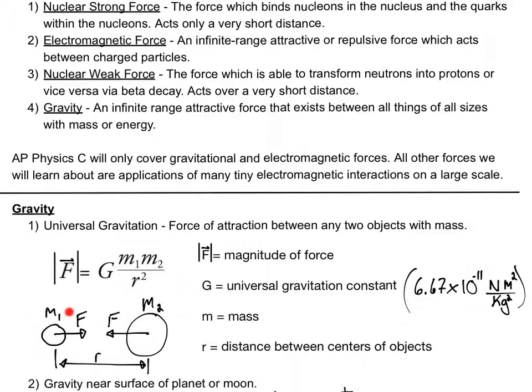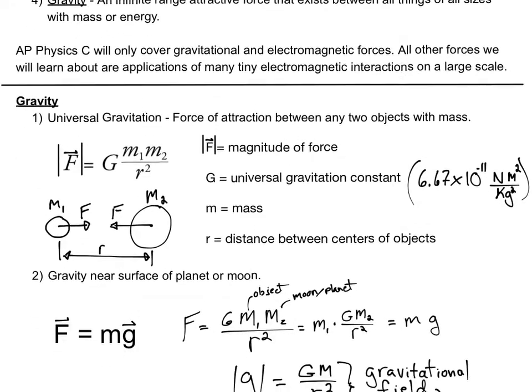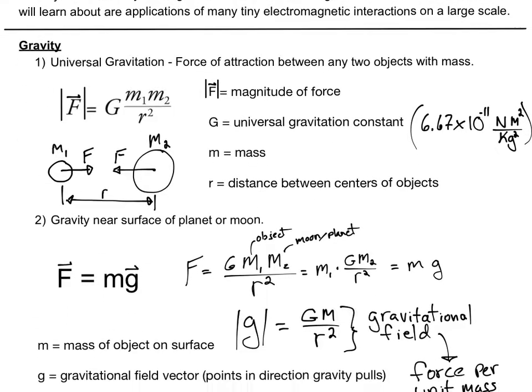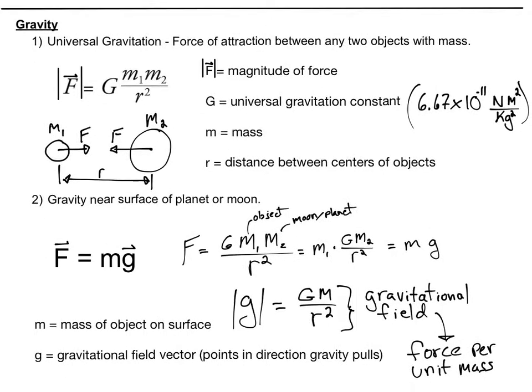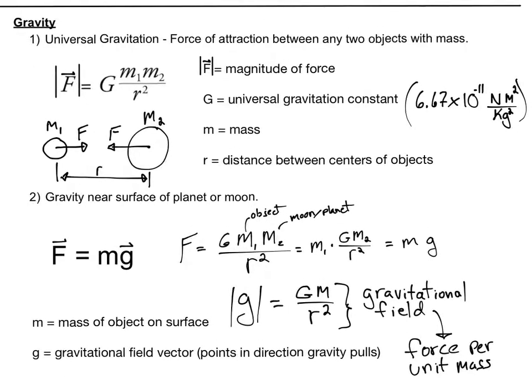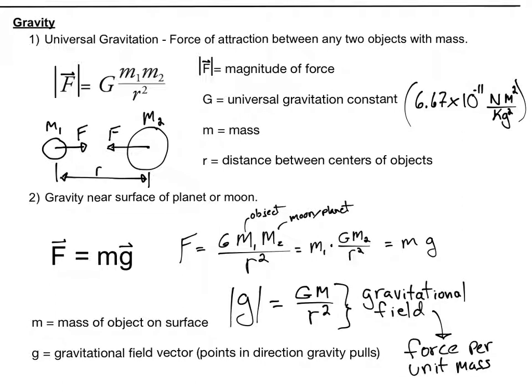I drew a little picture here. We have two equal and opposite attractive forces on M1 and M2, separated by some distance R that goes from center to center. If you are near the surface of a planet or a moon, we can approximate gravity in a simpler way so that we don't have to use this big complex equation. We approximate gravity as F equals mg.